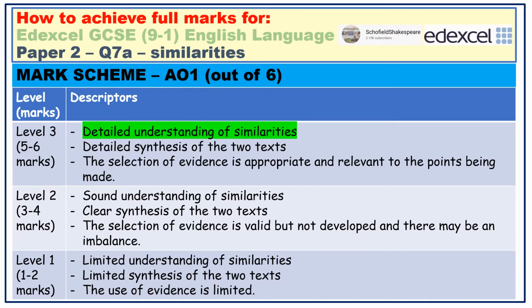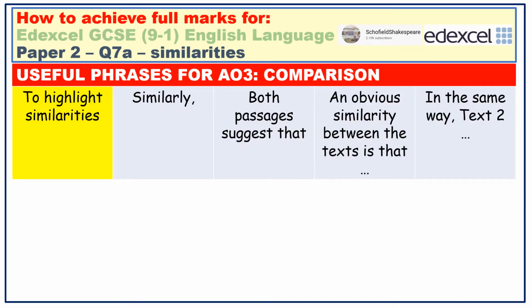You also need to show a perceptive understanding of similarities between the two texts. Note, differences are not required and will not be credited. And when making these points about the similarities, you need to be writing in detail and using short, pertinent, embedded quotations. When writing about similarities, you may find these phrases on screen helpful. Similarly, both passages, an obvious similarity is, in the same way.